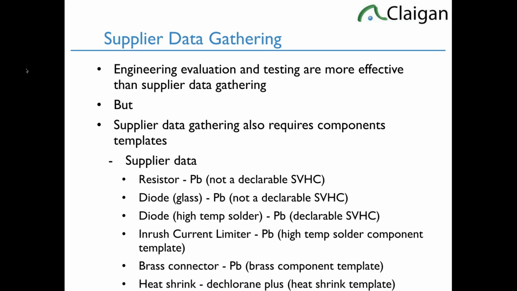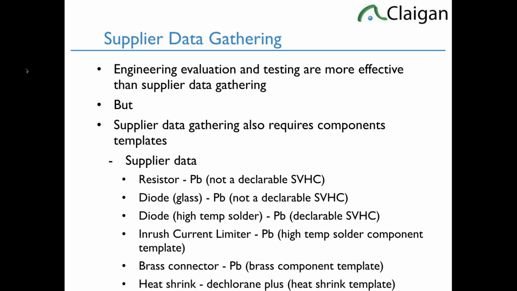And supplier data in particular needs a solution path because you're going to have good data, you're going to have bad data, and you're going to have confusing data. So often you'll get the supplier said, I have lead in my thick film resistors. That's actually leaded glass. We talked about that earlier. That's non-declarable SVHC. I have lead in my glass diode.